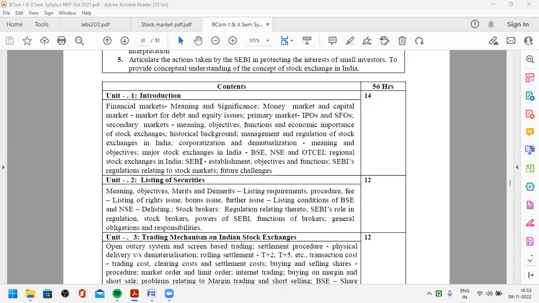Next comes SEBI related information, the establishment part, and what are the objectives and functions of SEBI, and SEBI regulations relating to stock market and future challenges. What are the future challenges of SEBI? So these are all the parts which are covered in unit 1.